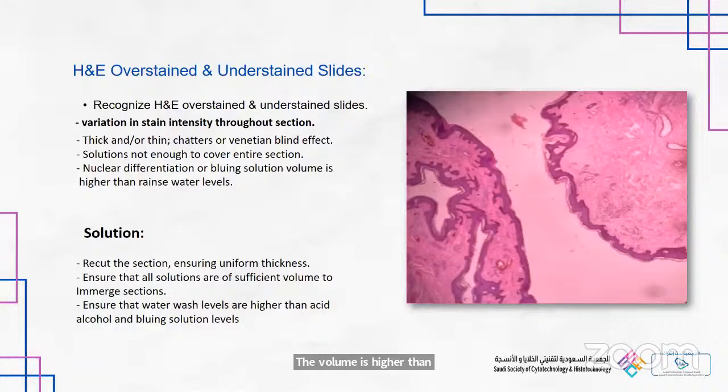For a fix and for a solution to this variation, simply recut a good section or ensure all solutions are in a sufficient volume to cover the whole section. Also be sure the water level is higher than the acid, alcohol, or bluing solution level.